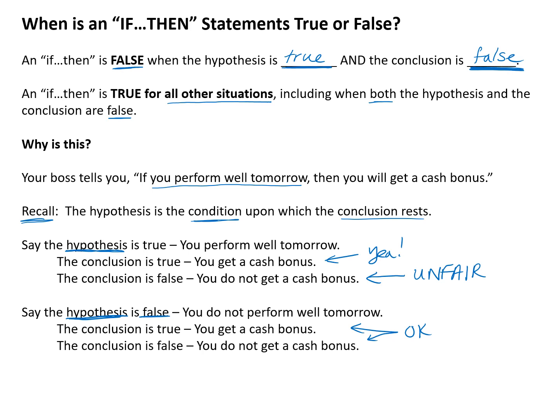And if you don't get a cash bonus, you wouldn't necessarily be happy, but you wouldn't be upset either, because the hypothesis didn't hold true. You didn't perform well tomorrow. And the whole point of this is that your boss told you that if you perform well, then you get the cash bonus. So when the condition is not met, when the hypothesis is false, anything can happen. All bets are off when the hypothesis is false, or when the condition isn't met.